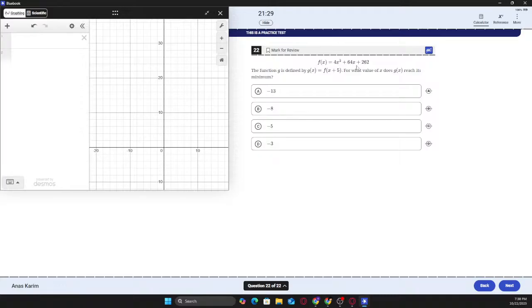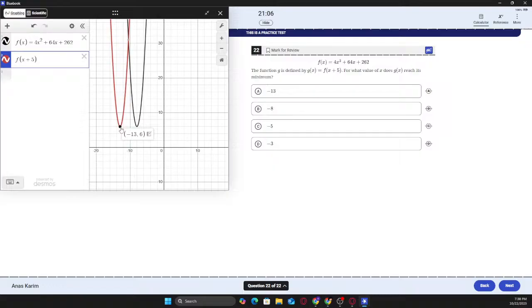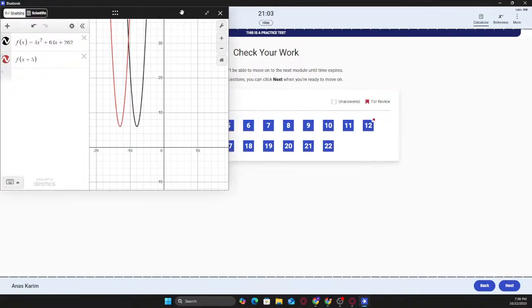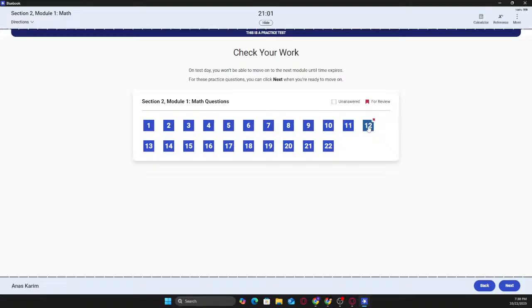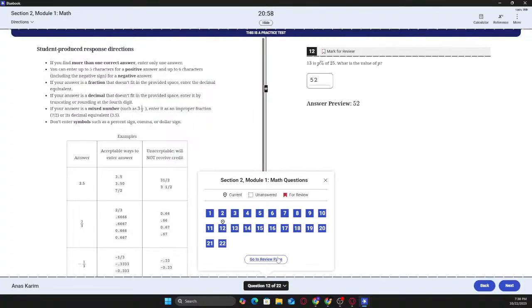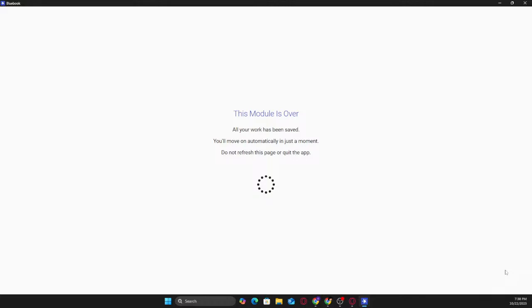4x squared plus 64x plus 262. Okay, we have this function, so f of x, we're going to use that. 4x squared plus 64x plus 262. Right? So this is our minimum? No. We have to take into account f of x plus 5. Just graph that. Negative 13. And we just completed it in like 10 minutes, alright? We just completed that in 10 minutes, using Desmos, using our brain a little bit.